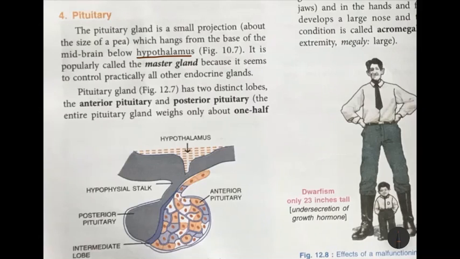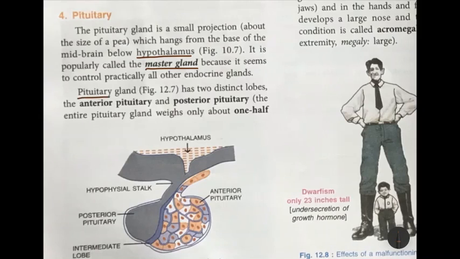It is known as the master gland. Why master? Because it is in the brain, and you know the brain controls all the other systems of our body. So the master gland, that is the pituitary, which we find in the brain, is known as the master gland because it controls all the other endocrine glands.